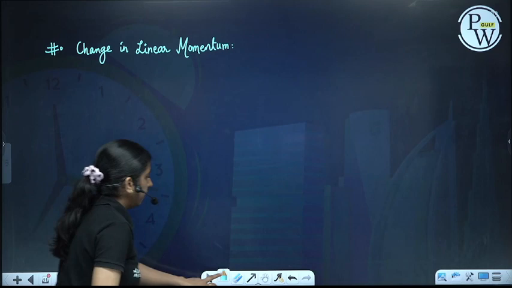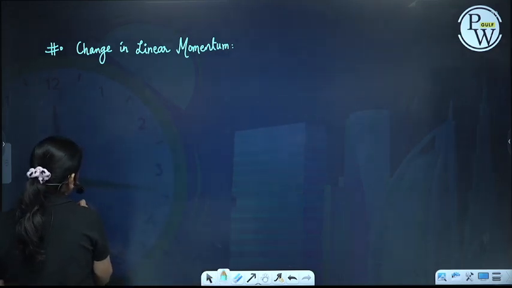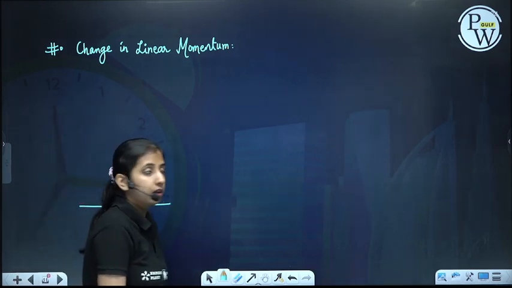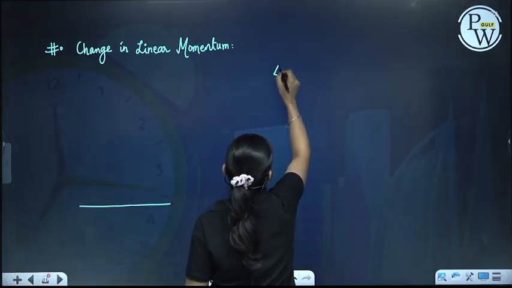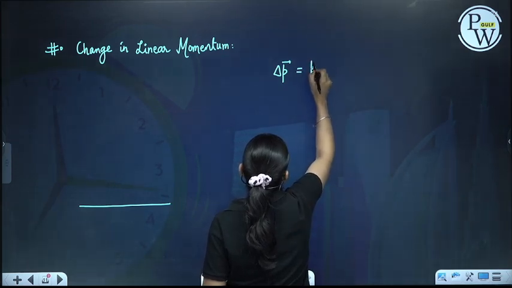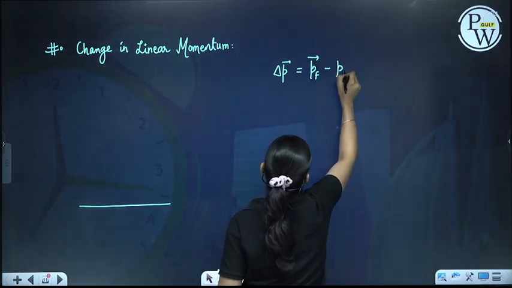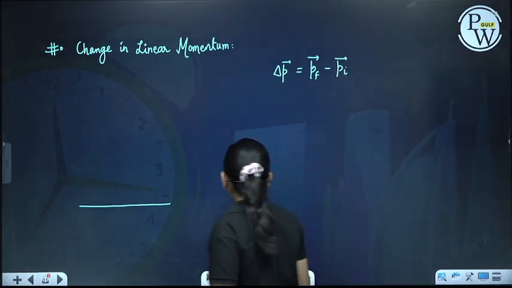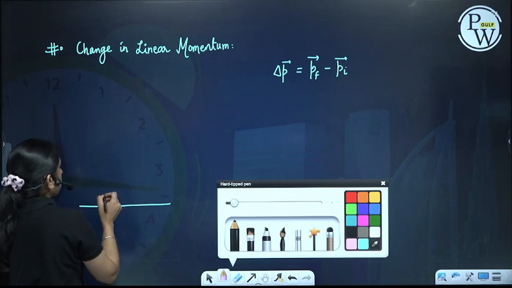See, linear momentum is a vector quantity. So how can we find change in a vector? Delta p vector is equal to final momentum minus the initial momentum.